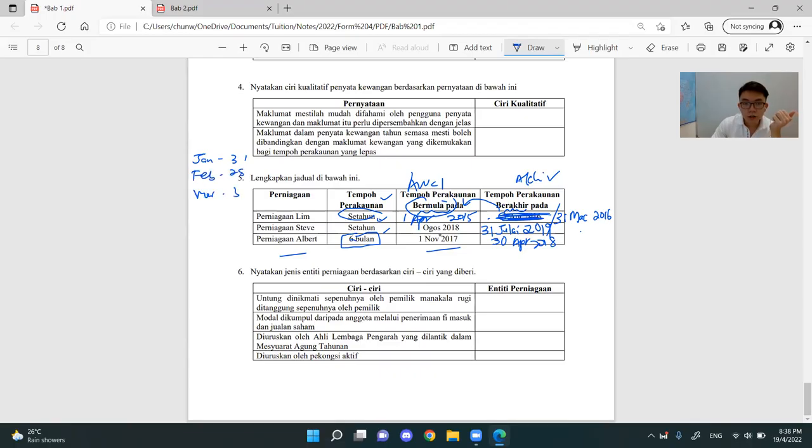Then March 31st, April 30, May 31st. Okay, June will be 30, July 31, August 31 kan? What is August 31? The Merdeka kan? Okay, then will be September 30. Then October 31. November 30. Then December 31. Okay, make sure you know this thing.